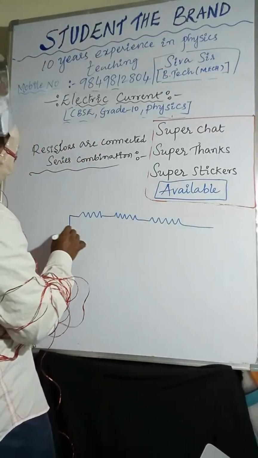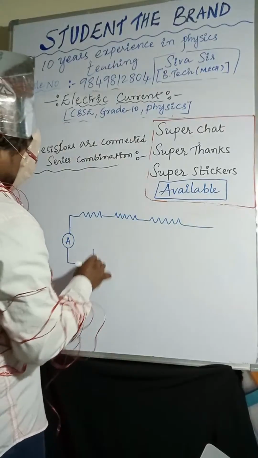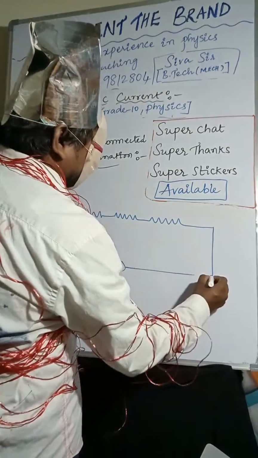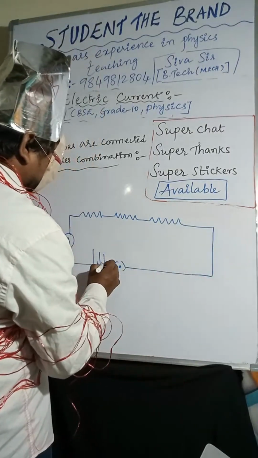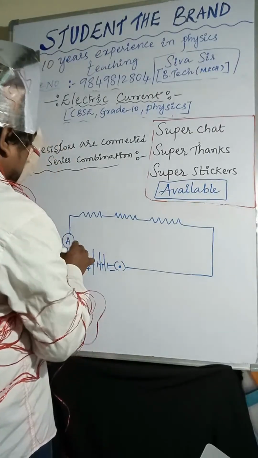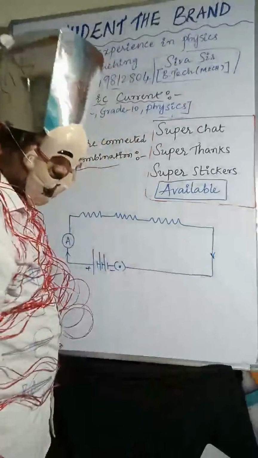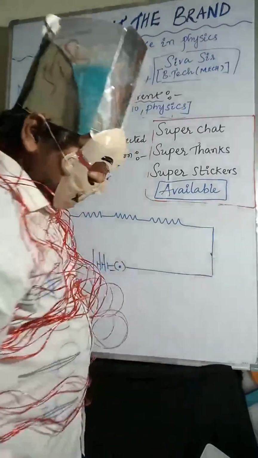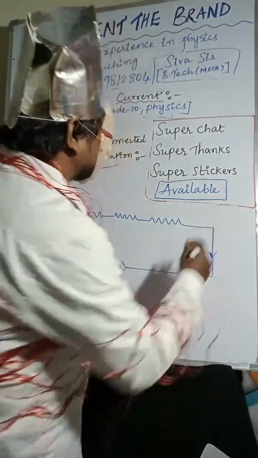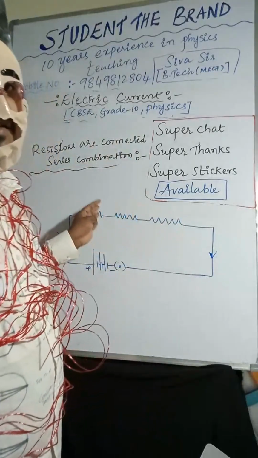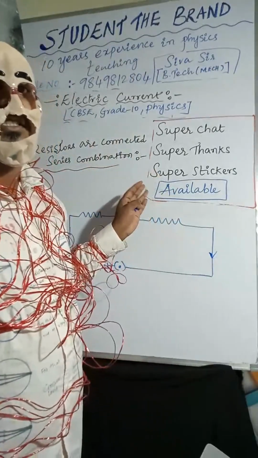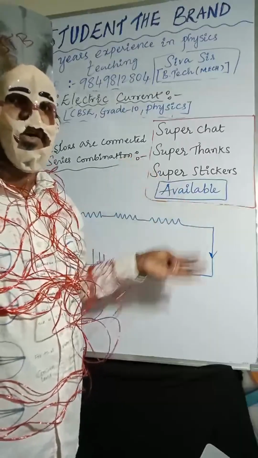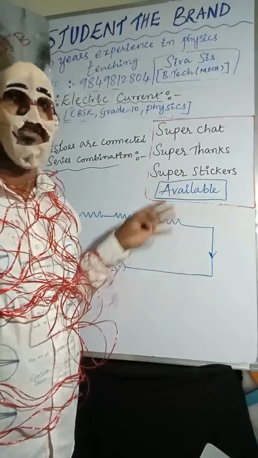I'm connecting an ammeter here, and a switch here. Now current is flowing from the positive terminal to the negative terminal. Current is passing through the circuit, so throughout the circuit the current is the same.